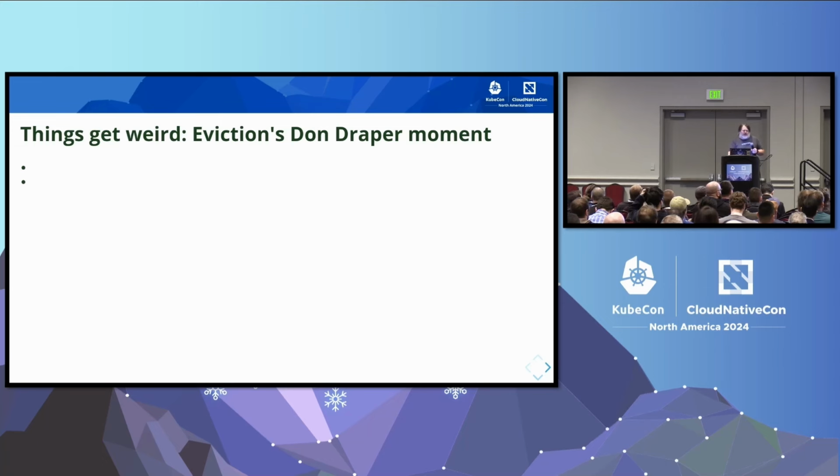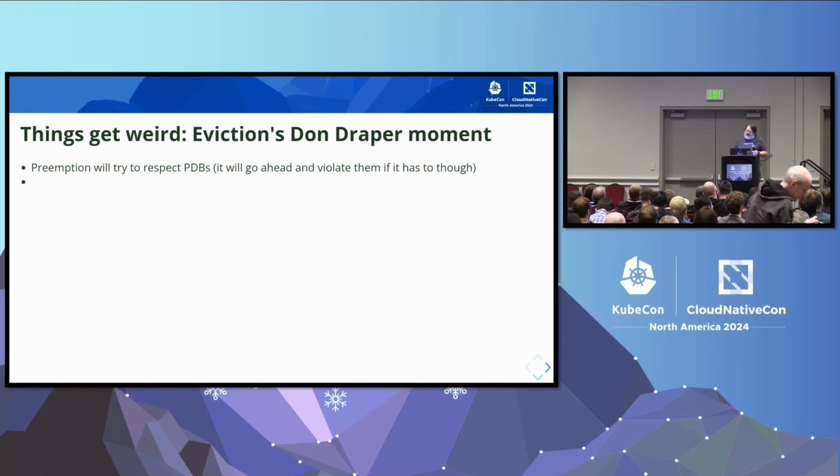Now, eviction has a Don Draper moment. Preemption will try to respect your pod disruption budgets. Pod disruption budget, for those who may not have run across that yet, that's where you say, I want to make sure that a certain number of this particular set of pod replicas is always running, or I want to set a maximum number that will be unavailable. There's a lot of detail there that's kind of beyond the scope of this, but that's basically what it is. It's a mechanism of protecting your application from too many of its replicas going offline all at once.